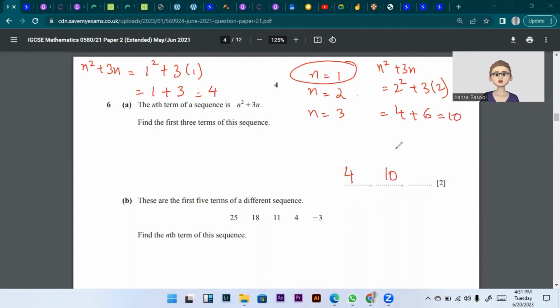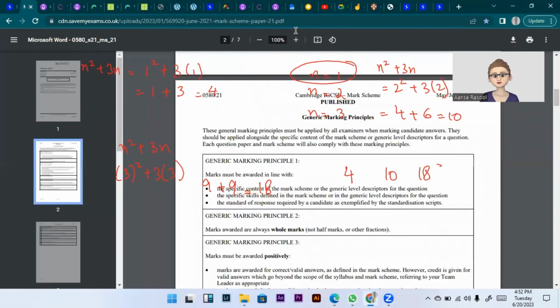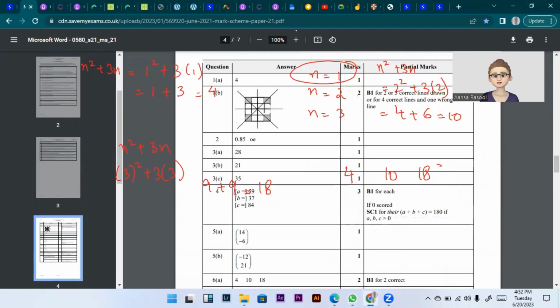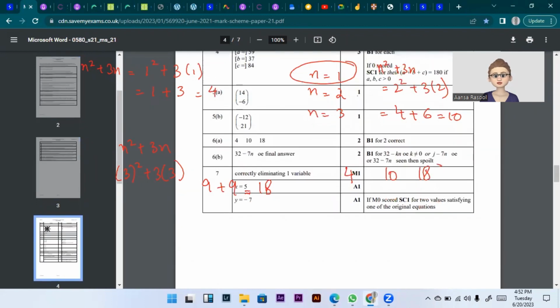Next, find the third term. For the third term, I substitute 3 squared plus 3 into 3. 3 squared is 9, plus 9, which gives me 18. So let's check the answer to see if I'm right or wrong. According to the marking scheme that is given, this is the right answer.